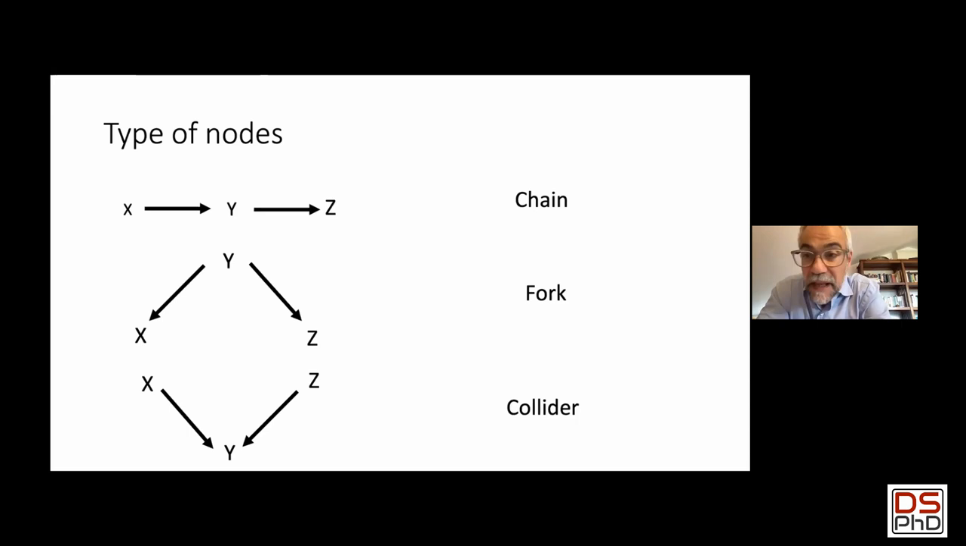Then there is a fork. A fork is when the variable epsilon influences both X and Z, and it's the so-called common cause effect that we saw in the last lecture. The season, if it's summer or winter, influences both the selling of ice cream and the probability of having wood fires. Then the third is the most subtle, the collider. A collider, as we will see, can send information if we condition on it. So it is an object that deserves some care.